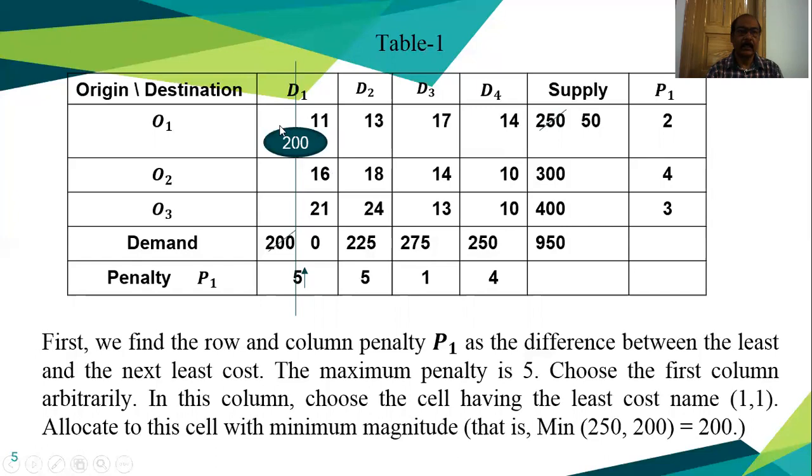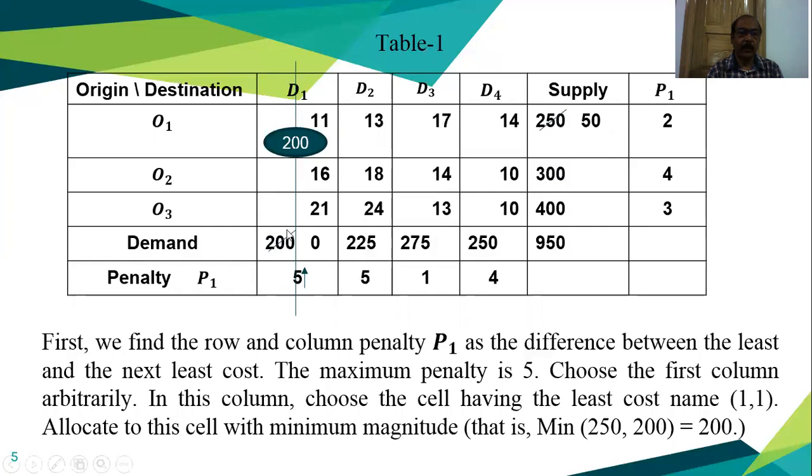So let us consider this cell where allocation is to be made, and what is to be allocated? The minimum of 250 and 200, which is 200. Now you already learned how to allocate, and how much is left of the supply and how much is left of the demand. That calculation we already learned, so I am not going through the details of how to calculate the remaining part.